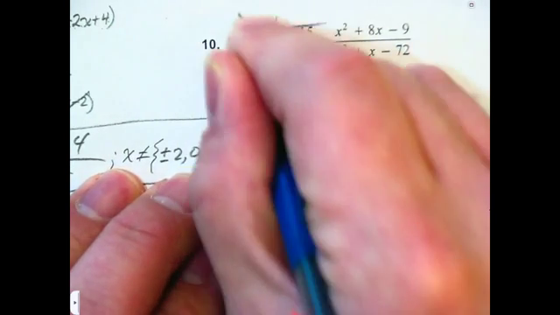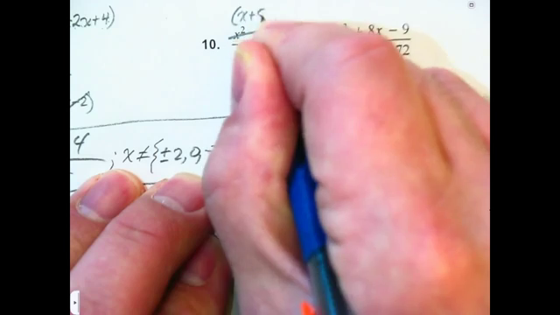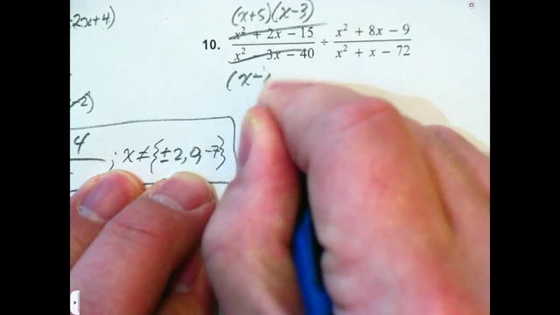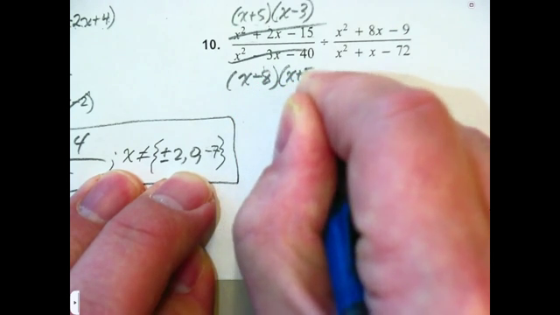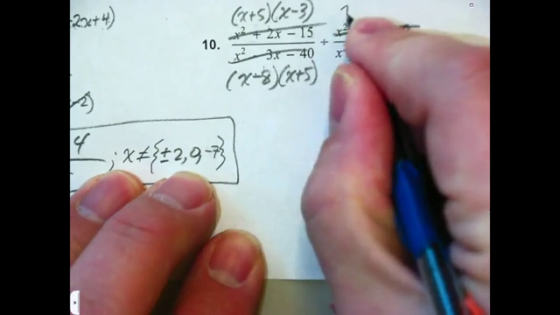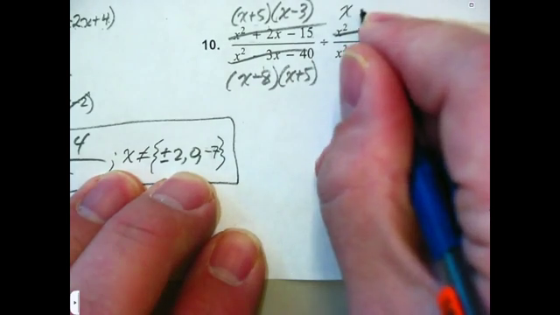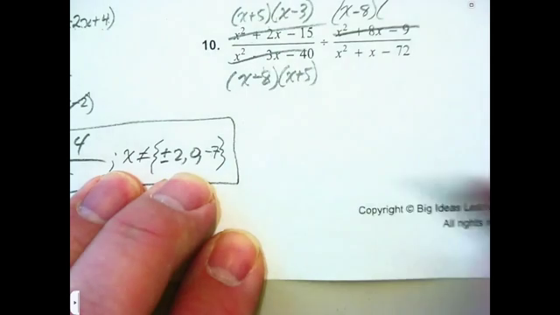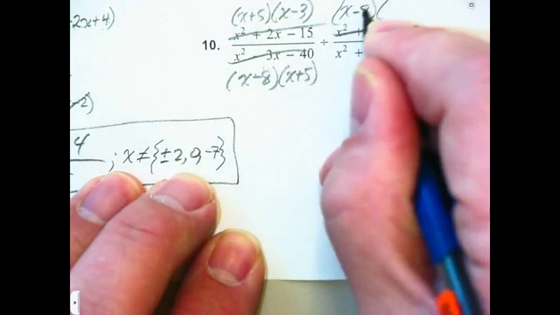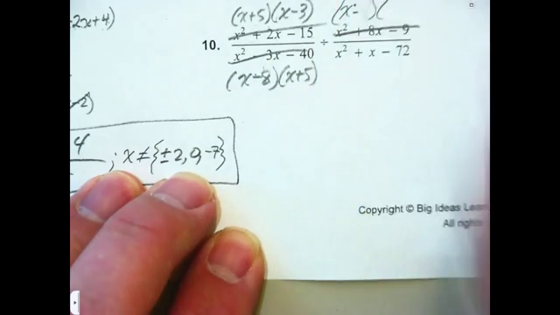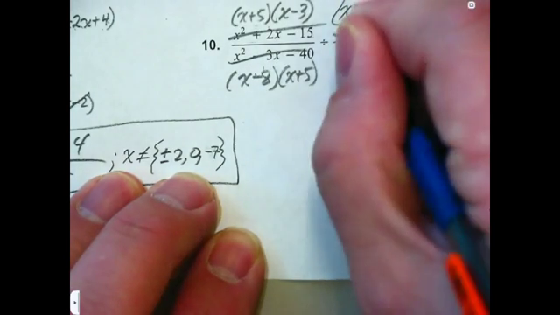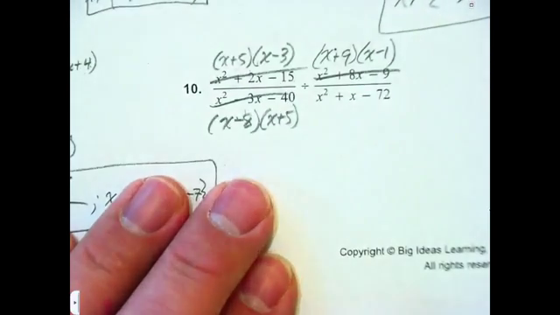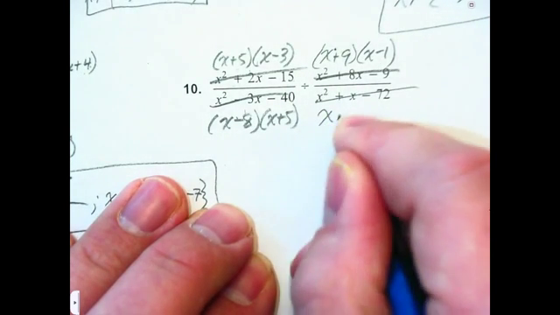All right, so this becomes x plus 5, x minus 3. This one becomes x minus 8, x plus 5. Up here becomes x minus 8, x plus 9. Thank you. No, actually that would be x minus 9, x plus 1. X plus 9, x minus 1. Thank you. Okay? And this one would become x minus 8.